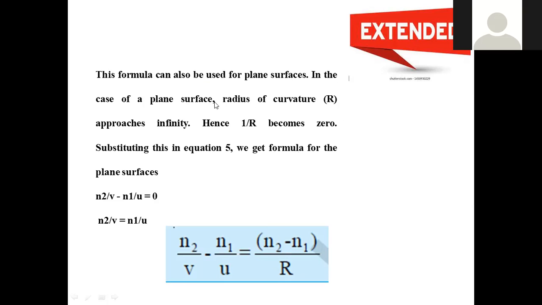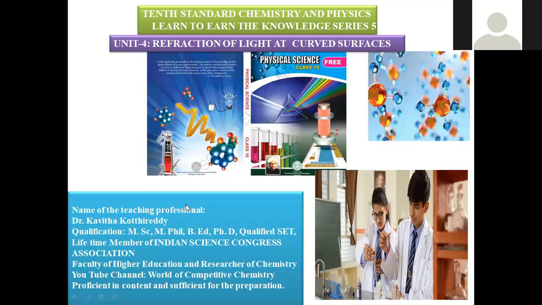What's the reason? In the case of a plane surface, the radius of curvature reaches infinity. So it reaches an infinite distance. Because of that, 1 by infinity is nothing but 1 by r, because r is the infinity value. So 1 by r becomes 0, and any parameter multiplied by 0 makes the entire value 0. That's the reason why the equation can be condensed in this manner. This is the extension of the derivation for plane surfaces.